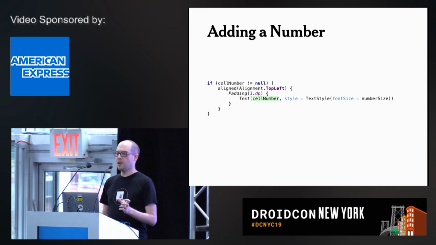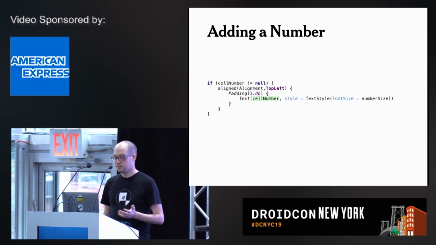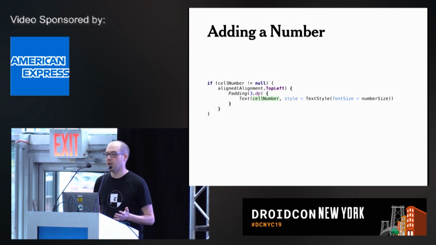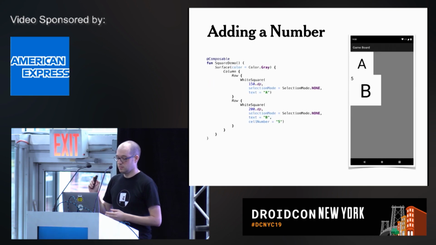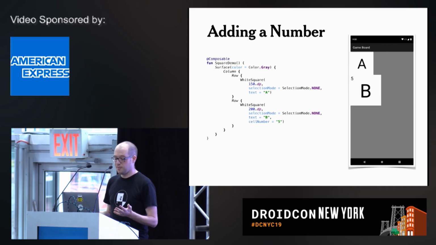Now I don't want it butting up right against the edge of the board, so I'm going to add some padding. I'll add 3 dips of padding just to nudge it inward in both directions. And we'll paint that cell number. So here we go. Now we have a representation of cells that have no numbers and some that do.